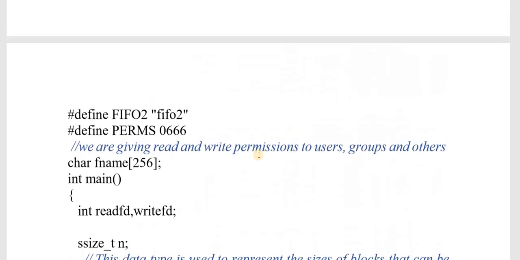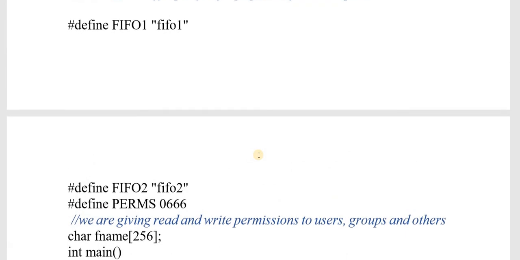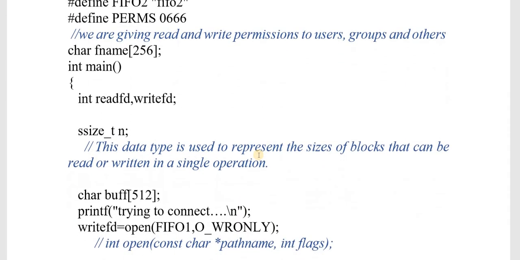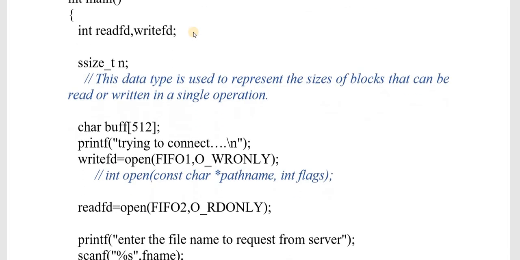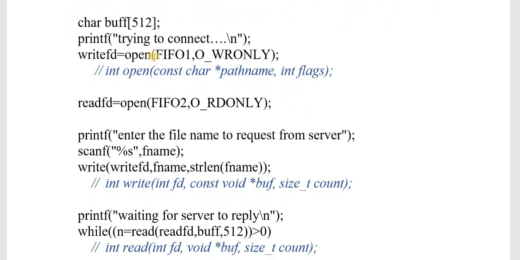We are defining two FIFO files, FIFO1 and FIFO2, and we are setting permissions to 0666. That stands for giving read and write permission to users, groups and others. We are declaring size_t. This data type is used to represent the size of blocks that can be read or written in a single operation.